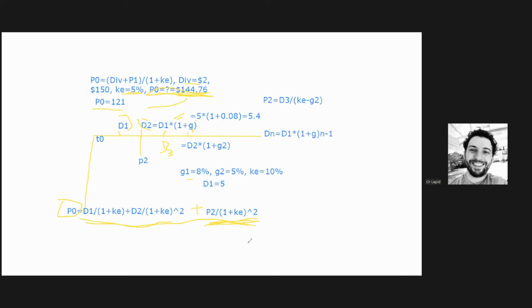Yes, go ahead. Professor, can you explain again the second part of the equation? Why is it P2 divided by? Okay, this is a very important piece. I hope my slides are not messy. If messy, let me know.